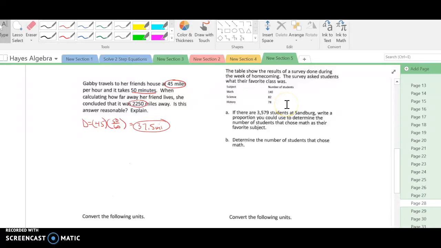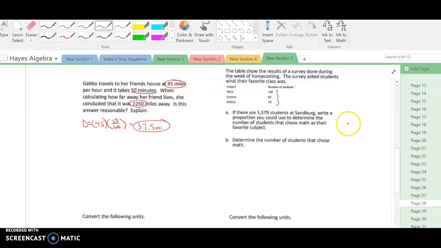Okay. Now, the next one. The table shows the results of a survey done during the week of homecoming. The survey asked students what their favorite class was. If there are 3,579 students at Sandburg, write a proportion you could use to determine the number of students that chose math as their favorite subject. So if I look, this is obviously not equivalent to 3,579 students. This is basically just a handful of students pulled out and picked.